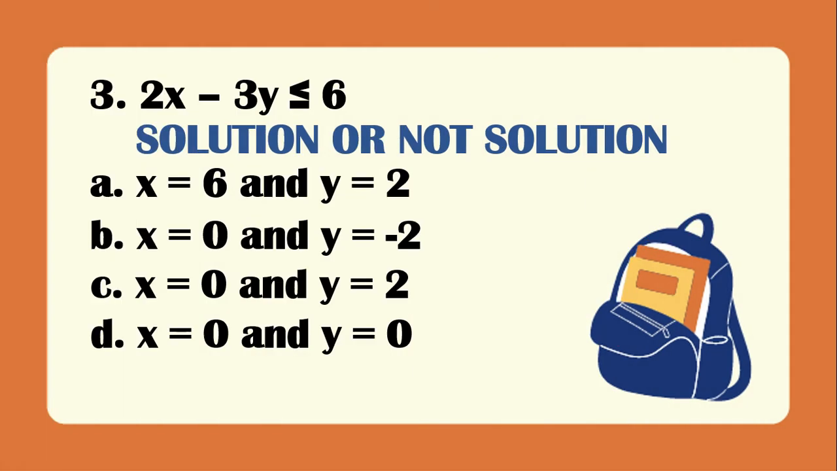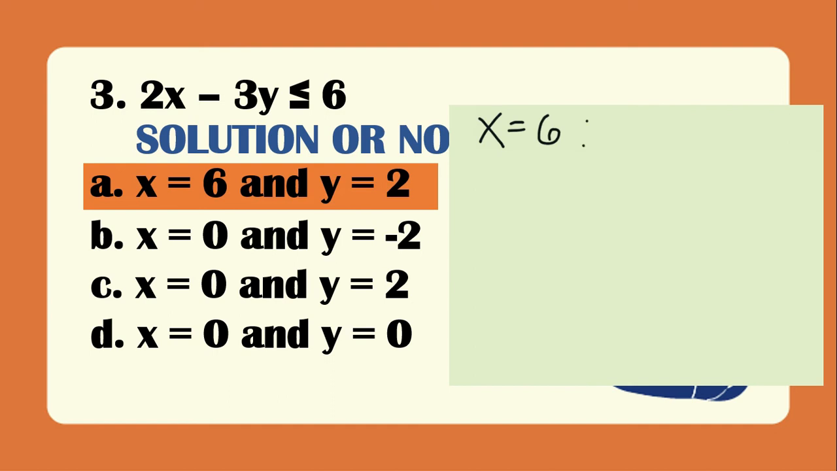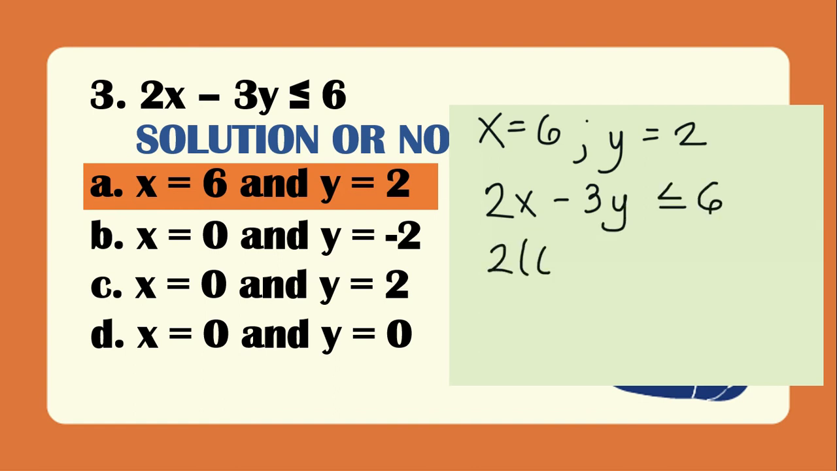Let us have the third inequality. 2x minus 3y less than or equal to 6. We will find out which among the given is a solution or not solution. Let us have the first one. X is 6 and y is 2. Using the given, we will substitute the value of x and then the value of y, copy less than or equal to 6.